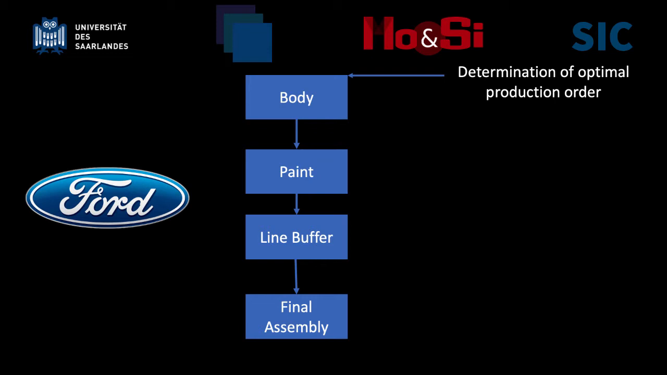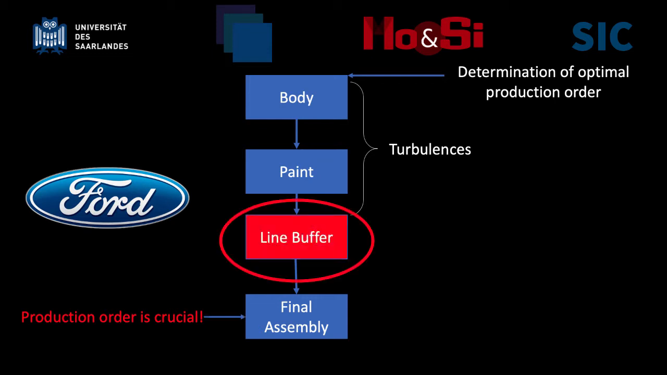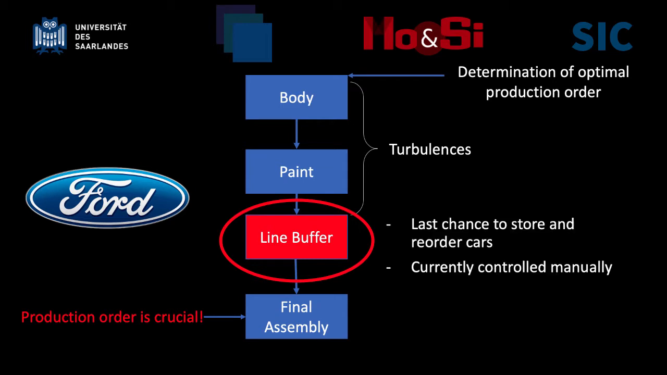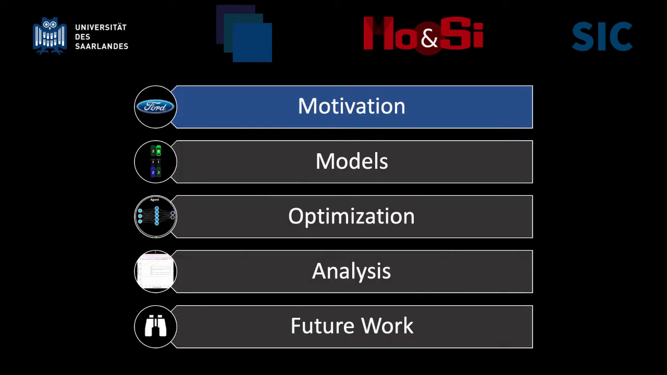Unfortunately, there are many unforeseen turbulences during the production, altering the production order. But especially for the final assembly, the production order is crucial for the success in terms of how many cars can be produced per time unit. Therefore, the line buffer is the last chance to reorder the cars. Currently, this reordering is controlled manually by humans. Now that you have seen where our motivation comes from, let's start with the different models.